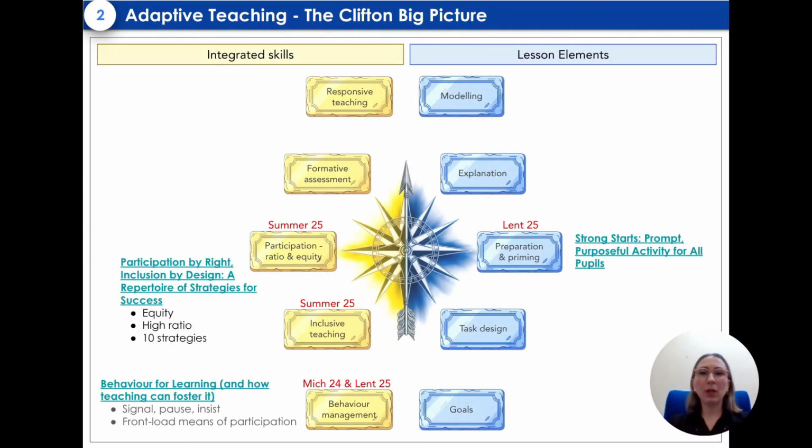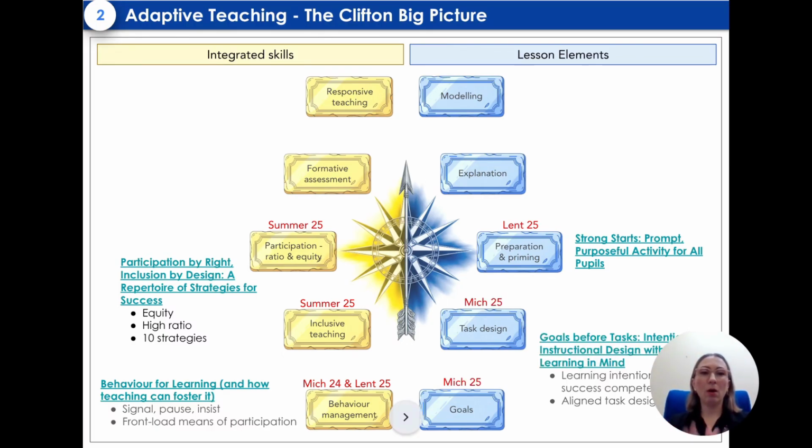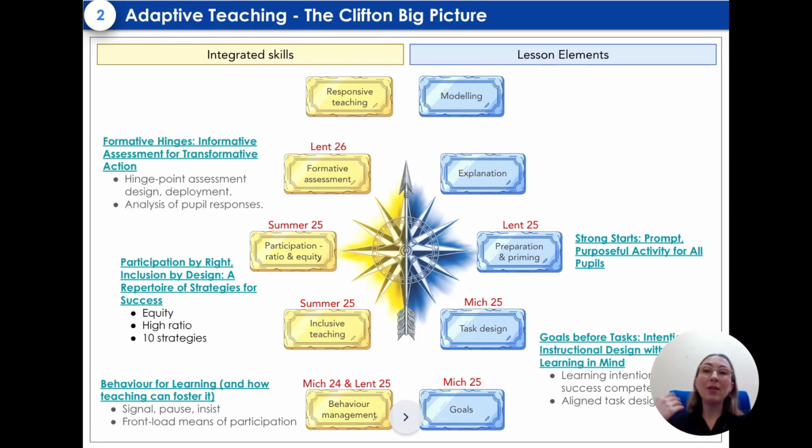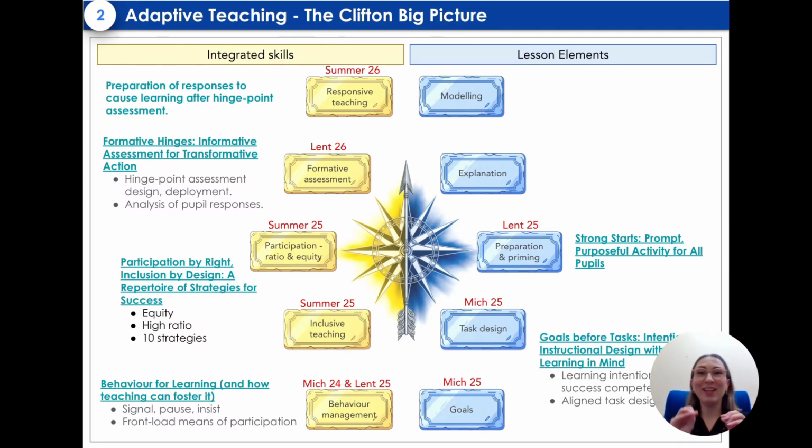So back to our Clifton Compass. So it's got everything we worked on last year on it. And then this year we've got our first term goals before tasks, looking at our learning intentions, success competencies and alignment, class tasks being aligned with those. And then this term we're looking at formative hinges or hinge-point assessments in the wider context of ongoing formative assessment. And next term, we're going to be really focusing in on effective responses and teacher actions to those hinge point assessments. It's a little bit disjointed separating the assessment from the response, because I know formative assessment actually encompasses both, otherwise it's not formative.